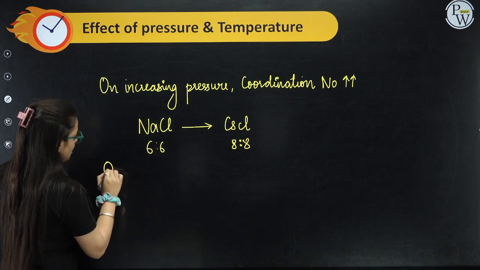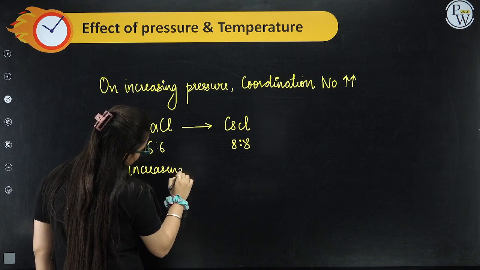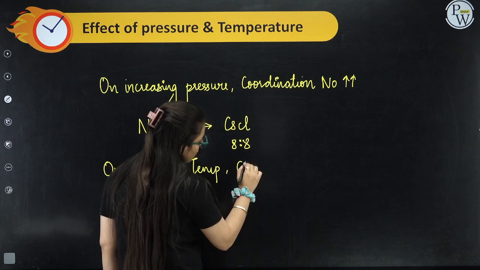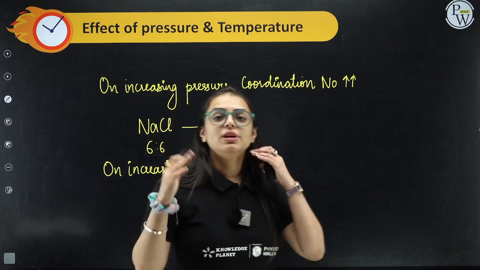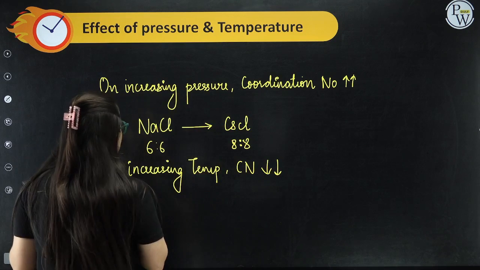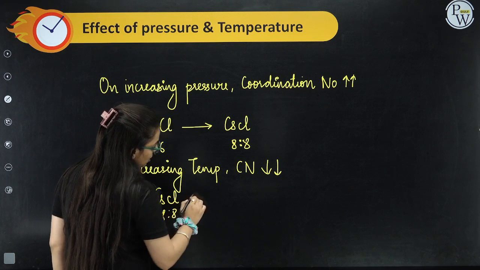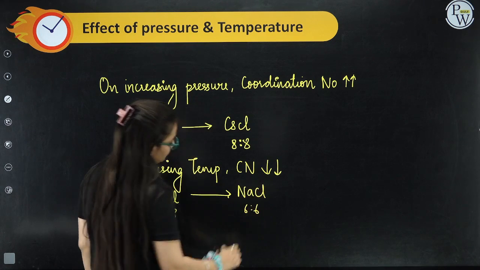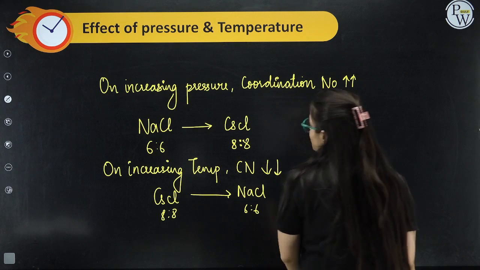Now, on increasing temperature, always remember coordination number will decrease. What is coordination number? How many atoms are being touched by a single atom, right? Coordination number will decrease. So CsCl structure will convert into NaCl structure, that is 6:6. Clear? Coordination number will decrease. So this is the effect of pressure and temperature, guys.